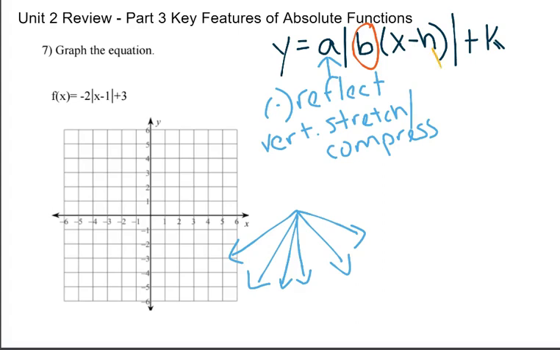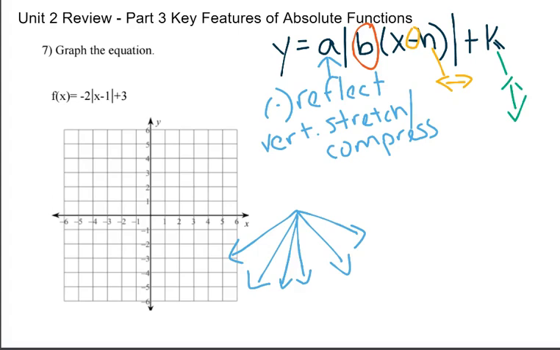H is the one that's going to shift it left or right. And we always want to remember, because of that minus sign right there, it's always going to do the opposite of what sign it says. So if it says -2, that means it's going to go to the right. If it says +2, that means it's going to go to the left. It's always the opposite. The K is our last transformation, and the K shifts the graph up or down.